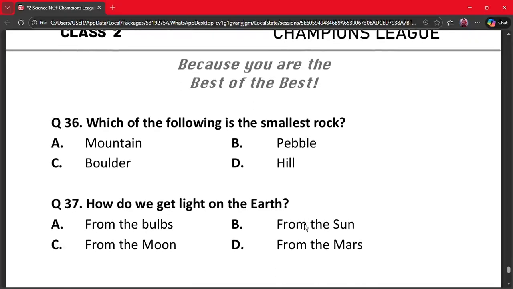Next question is question 36. Which of the following is the smallest rock? A. Mountain, B. Pebble, C. Boulder, and D. Hill. The correct answer is option B. Why? Because pebble is the smallest type of rock among the options. Mountains are very big, a hill is a little bit smaller than the mountain, and a boulder is smaller than the hill.